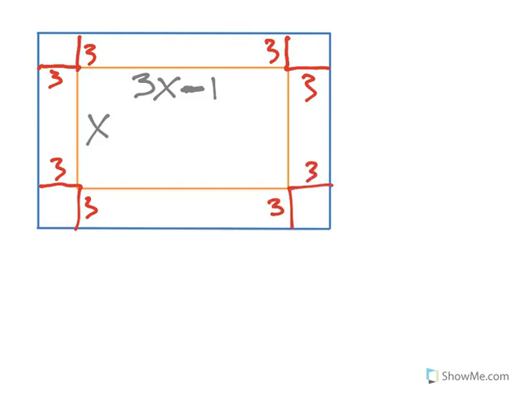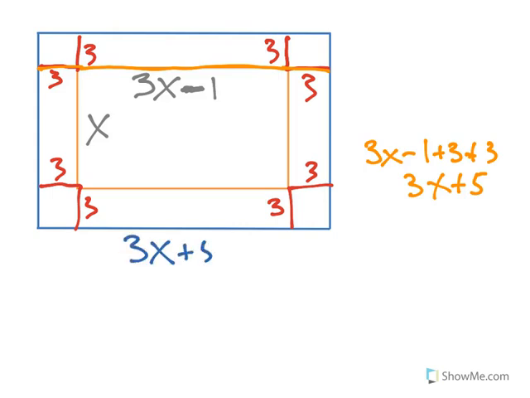So let's do the harder part first, right? So I've got 3x minus 1 units here, plus 3 plus 3. So if I want to write it out, I've got 3x minus 1 plus 3 plus 3 should actually give me 3x plus 5. So that's this dimension, that's the length. Now the other one I'm hoping should be easy, right? I've got x plus 3 plus 3, which hopefully we understand is x plus 6.